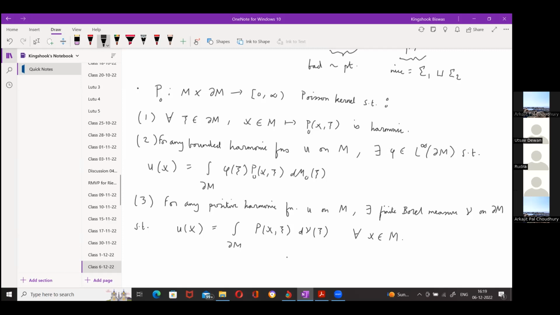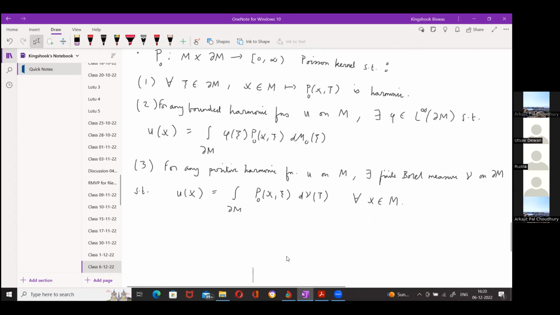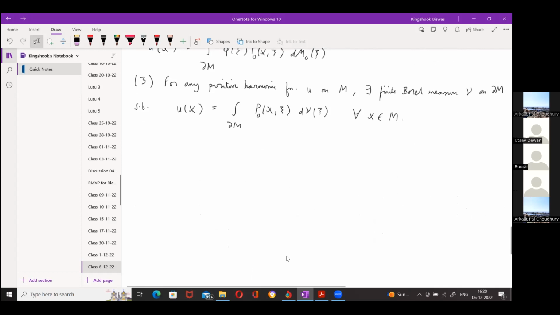You said something, Martin boundary. Yes, yes. Actually what they prove is that the Martin boundary is homeomorphic to the visual boundary. That's the main result. And this P is the same as P0. Sorry, it's P0. Okay, let me explain why I am writing P0.